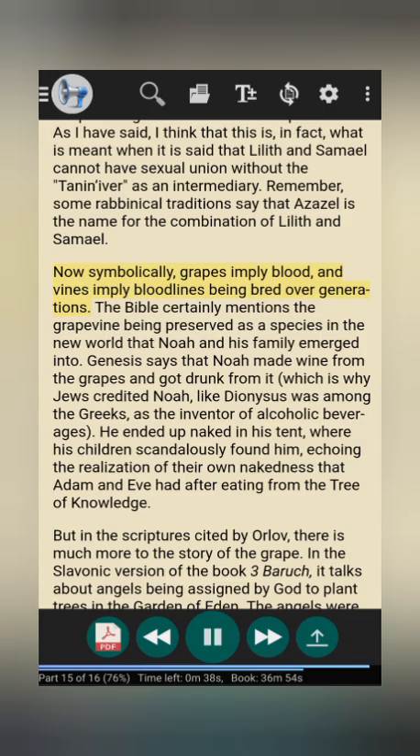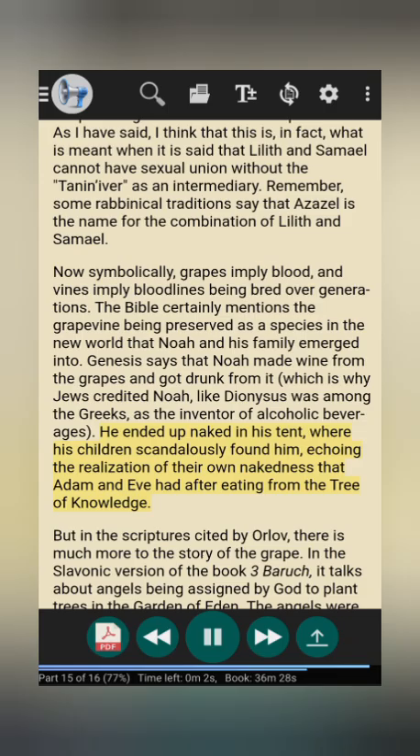Now, symbolically, grapes imply blood, and vines imply bloodlines being bred over generations. The Bible certainly mentions the grapevine being preserved as a species in the new world that Noah and his family emerged into. Genesis says that Noah made wine from the grapes and got drunk from it, which is why Jews credited Noah, like Dionysus was among the Greeks, as the inventor of alcoholic beverages.